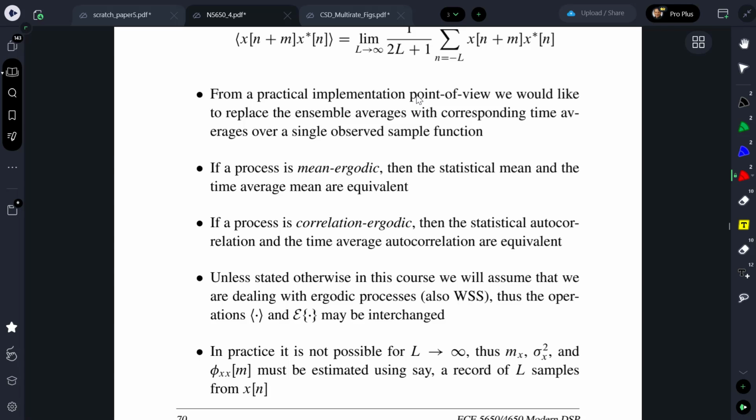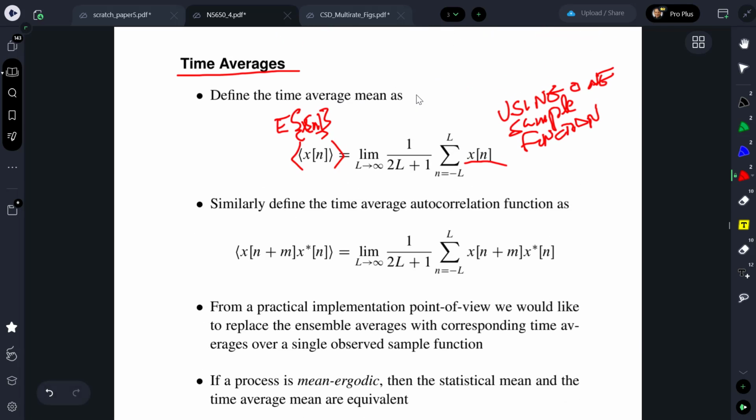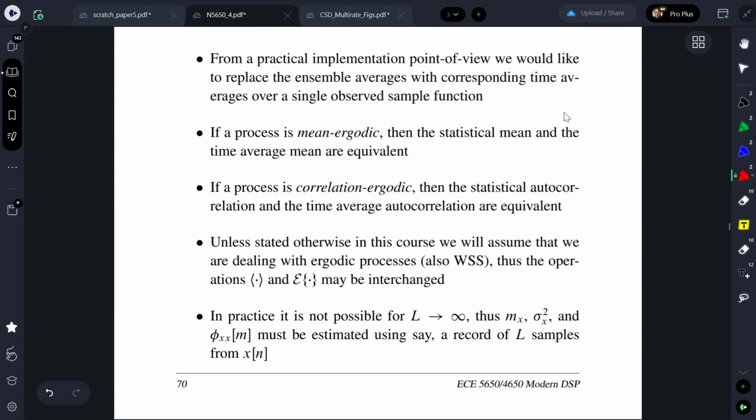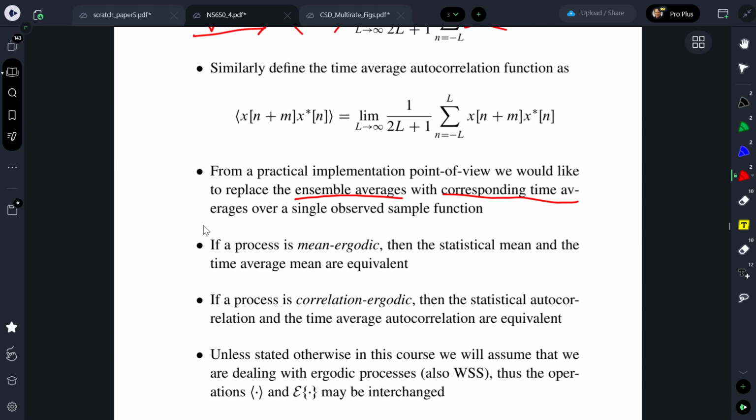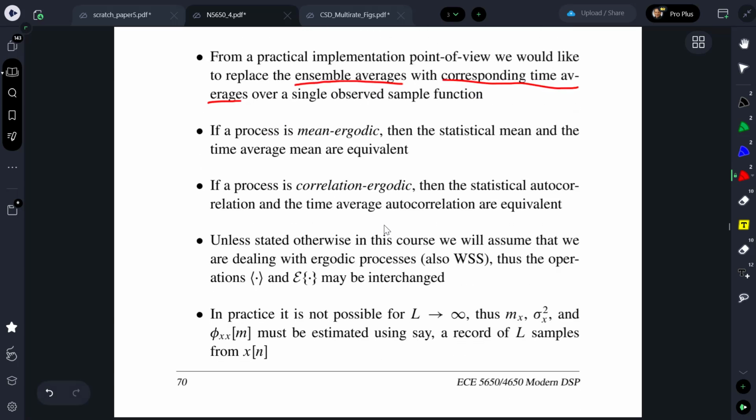So to go further with this idea of being able to take measurements of systems we designed using random process theory, we would like to replace ensemble averages. That's the ensemble average, and this is the time average. We'd like to be able to interchange those two. When we develop and model things, we'd like to be able to view things in terms of the ensemble averages, and then when we take measurements on our system, we'd like to be able to do the time averages. So we'd like to be able to have a relationship between ensemble averages with corresponding time averages that are using a single sample function.